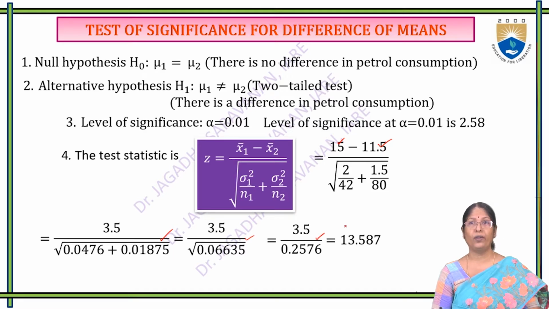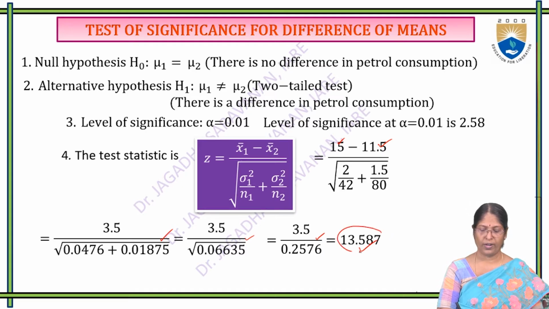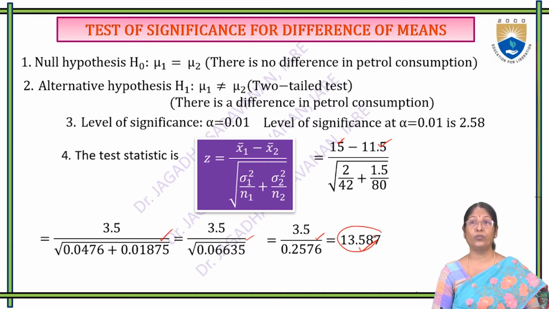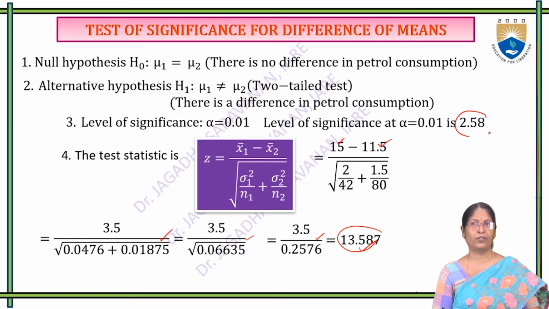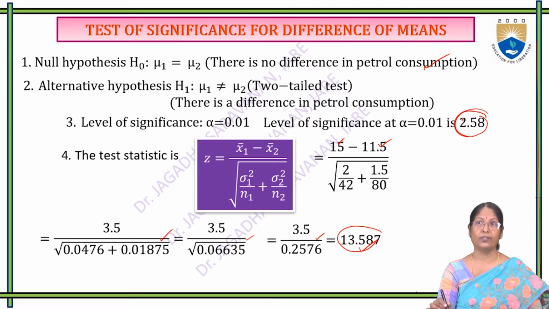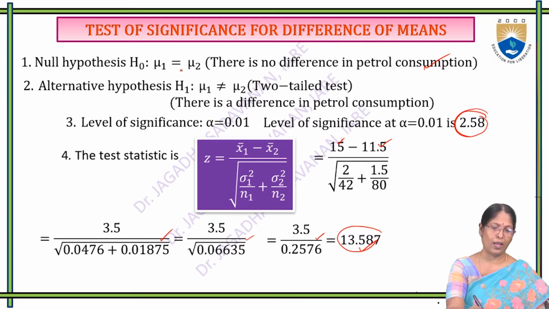So the fraction is 3.5 divided by 0.2576, and the final result is 13.586. Here itself we can see it. The calculated value is 13 point something, whereas our tabulated value is only 2.58. It is rejected. So we are not in a position to accept that there is no difference in petrol consumption. That is wrong. There is a difference because the tabulated value is less than the calculated value. We are not in a position to accept the null hypothesis.